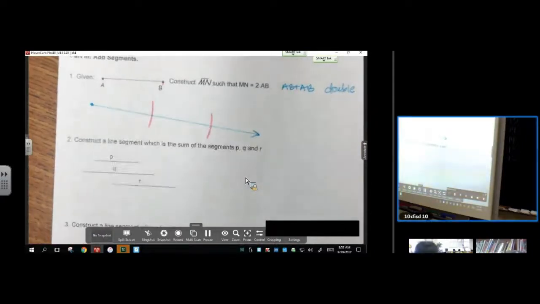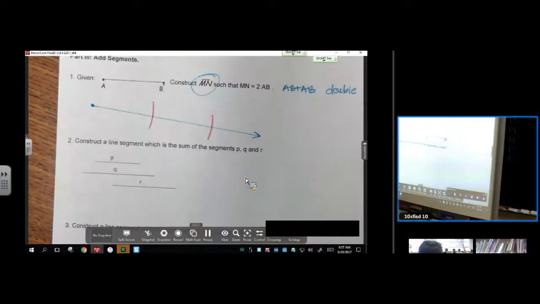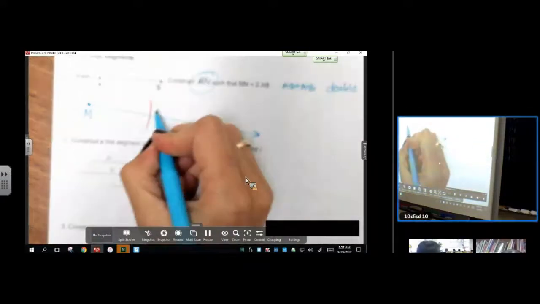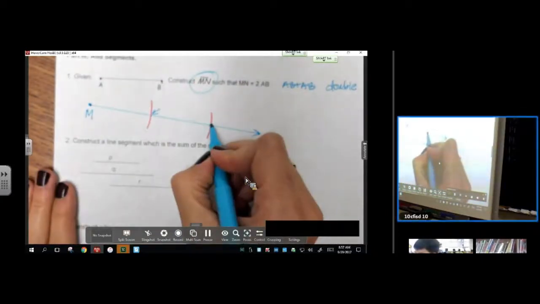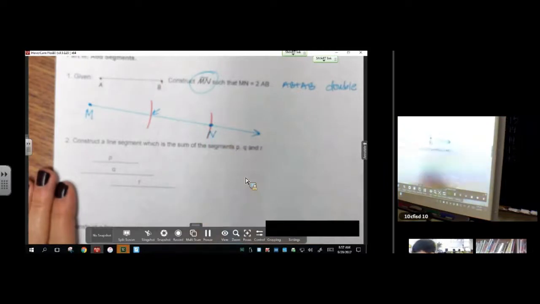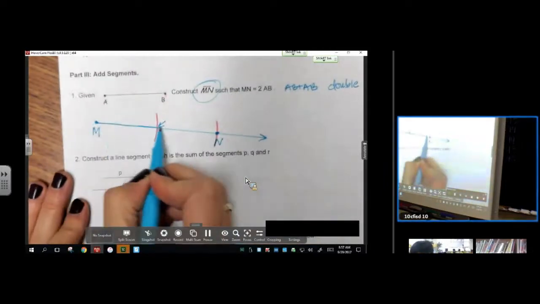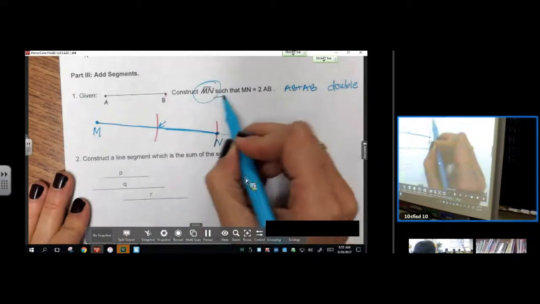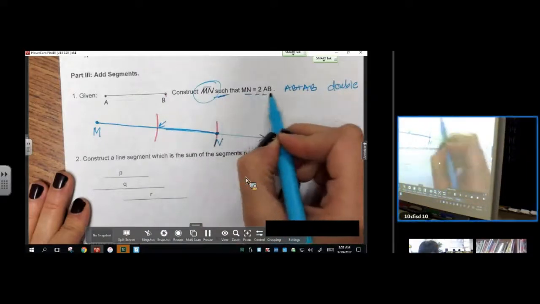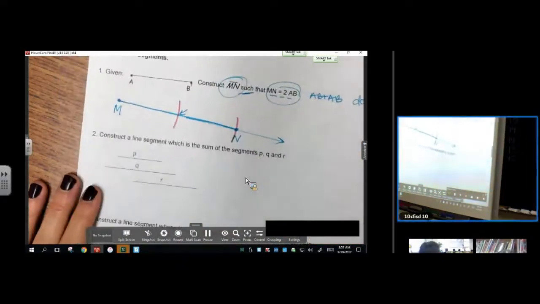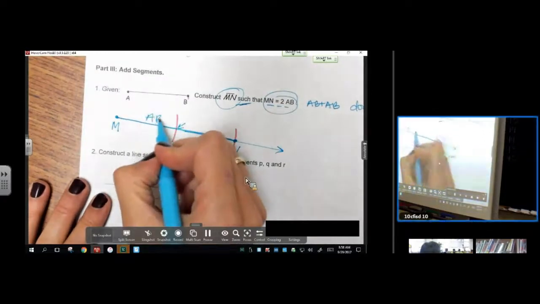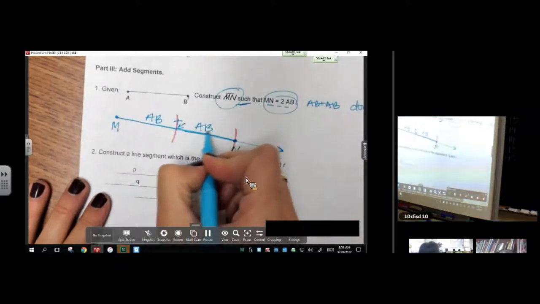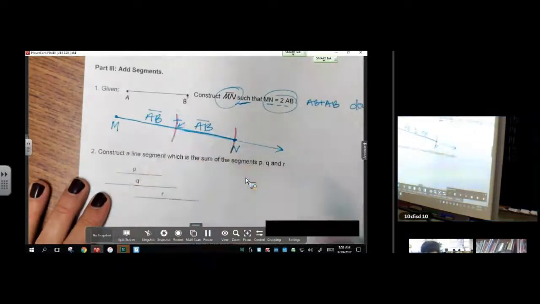It said to call our answer segment MN. So I'm going to call this M. I'm going to call this nothing, and I'm going to call this N. I have now constructed segment MN such that MN equals 2AB. So I have doubled AB. I have added AB plus AB. So this is like AB plus AB, segment AB, segment AB.